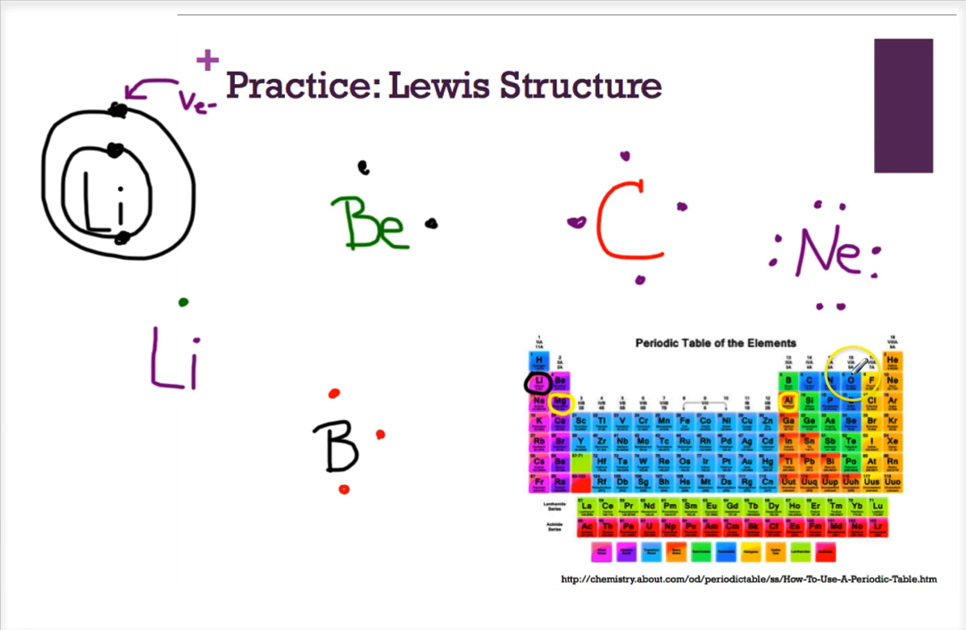aluminum, oxygen, chlorine. So try those 4 and see if you can put together the Lewis structure for those elements.